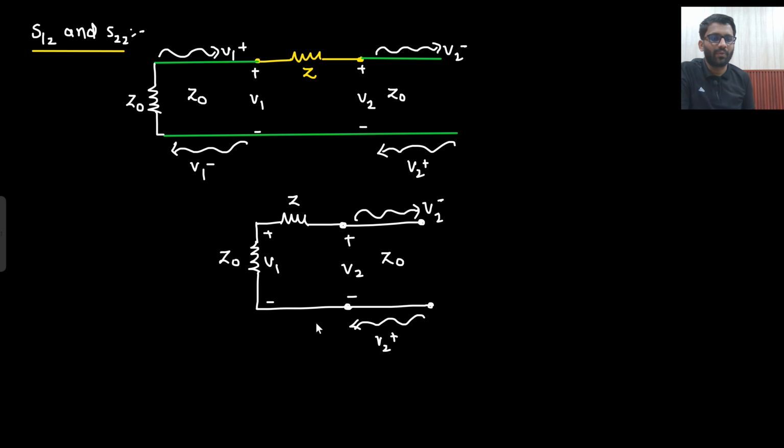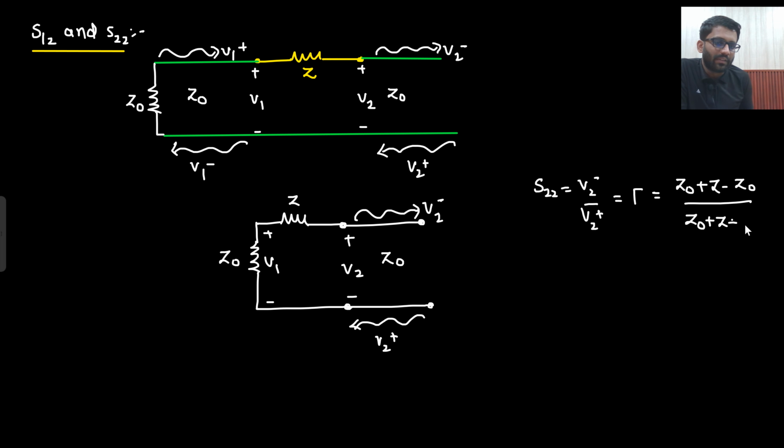So from here, what do I get to know? What is my S22? S22 is V2 minus divided by V2 plus, which is your reflection coefficient only at load. Reflection coefficient at load is equal to ZL minus Z0 upon ZL plus Z0. So what is your ZL? ZL is Z0 plus Z, so ZL minus Z0 upon ZL plus Z0. So S22 is equal to, this S22 is coming when V1 plus is equal to 0. So always keep in mind that V1 plus is equal to 0. So Z upon 2 Z0 plus Z. So this is your S22.